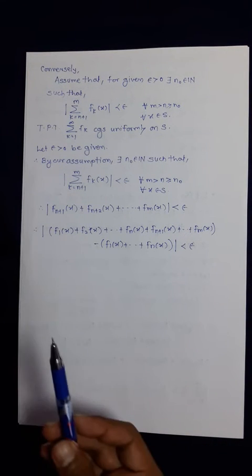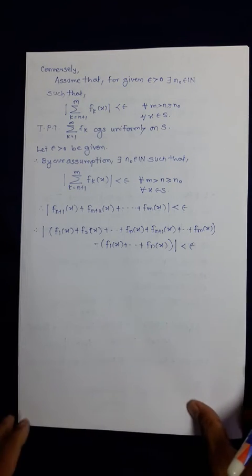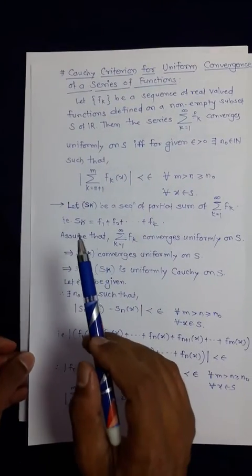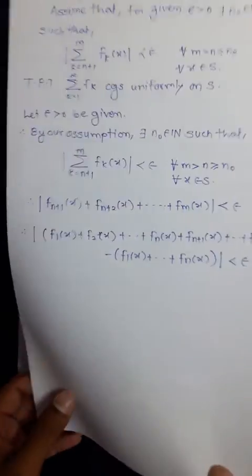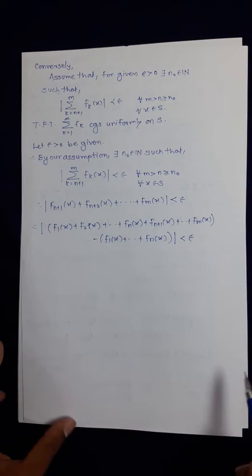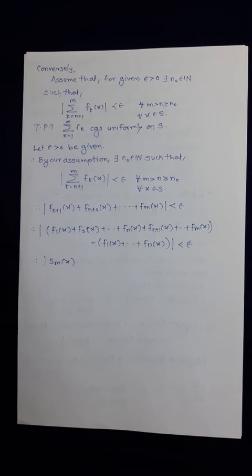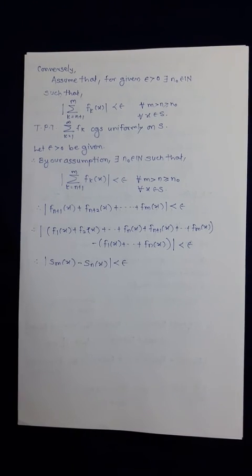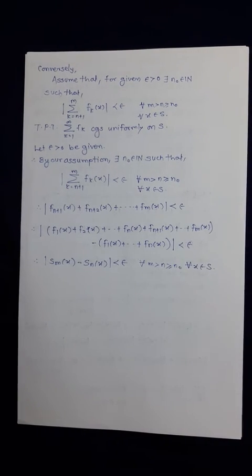Now f_1, f_2 and so on, we are adding up to f_m. We have seen the definition of s_k: it is nothing but the sum of the first k terms. So we are adding the first m terms, so this is nothing but s_m of x, and f_1, f_2 up to f_n is nothing but s_n of x, which is less than epsilon. I just need to carry this condition here. So tell me, this is the definition of what? Modulus s_m minus s_n less than epsilon. Is this the definition of a Cauchy sequence? Yes, of course, this is the definition of a Cauchy sequence.